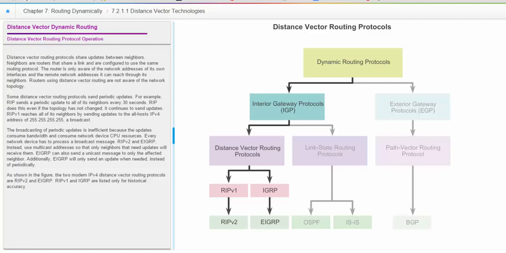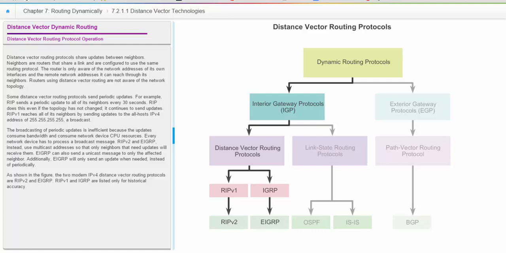The router is only aware of the neighbor addresses of its own interfaces and the remote network addresses it can reach through its neighbors. Routers using distance vector routing are not aware of the network topology. They just know the IP addresses and the interfaces.